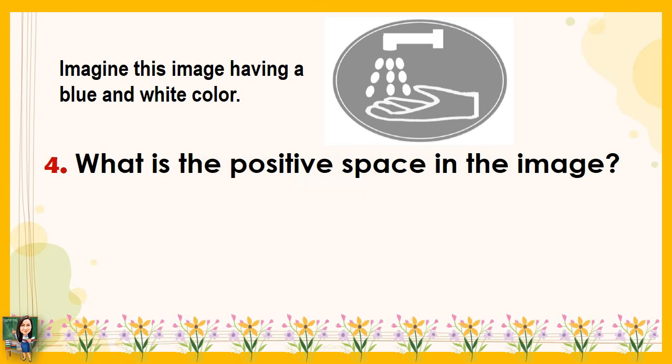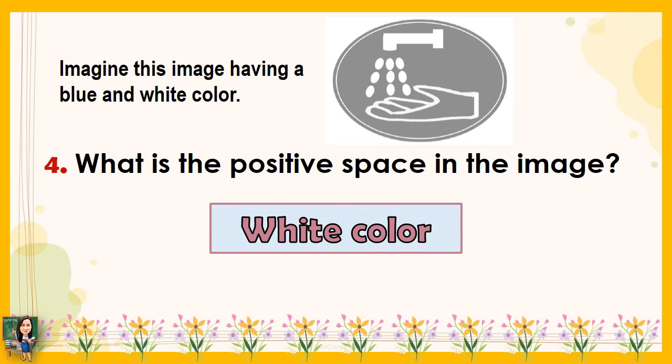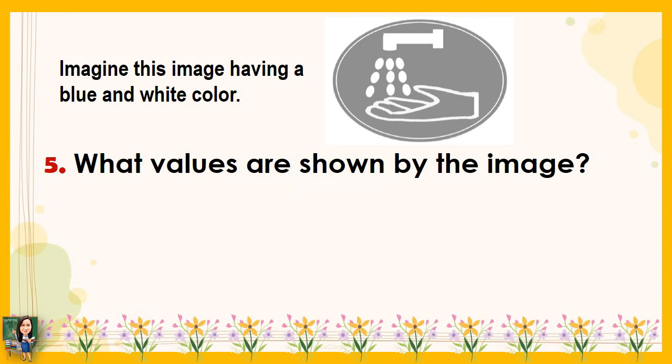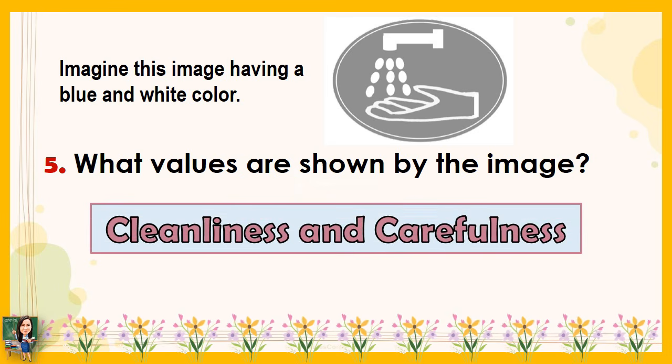Number 4. What is the positive space in the image? Very good. The positive space in the image is the white color. And for number 5, what values are shown by the image? Very good. The values shown by the image are cleanliness and carefulness.